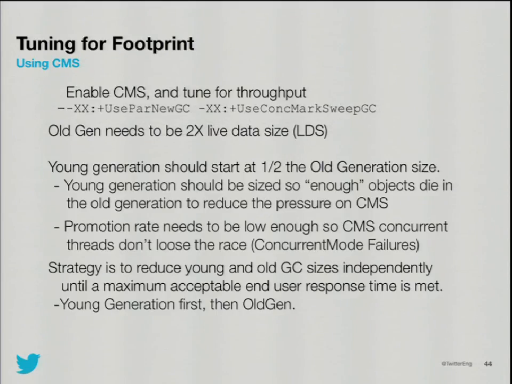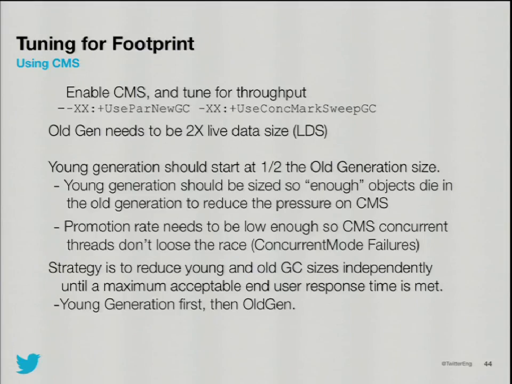Okay, moving to CMS. ParNew and concurrent mark sweep are required flags. 2 times the live data size, but the young generation should be half the size of the old generation. All right, so in the case of a 2 gigabyte live data set, your old generation needs to be 4 gigabytes and your young generation needs to be 2 gigabytes. So your overall heap size is 6 gigabytes with the young generation of, did I do that right? Yeah, 2 gigabytes.